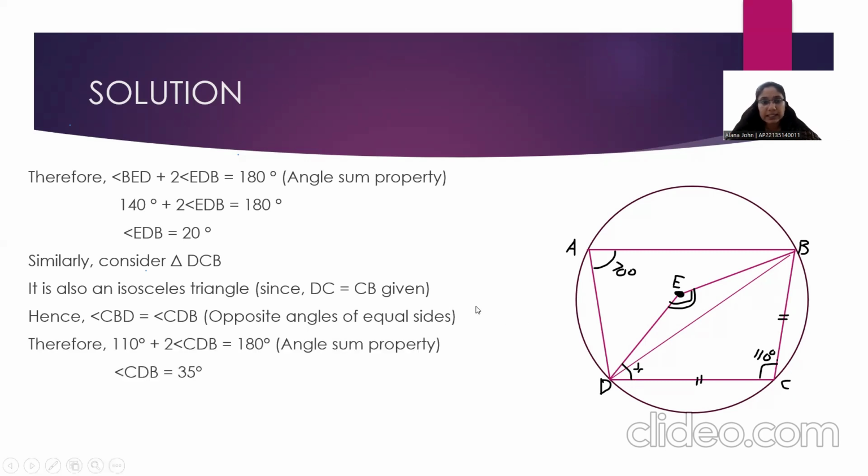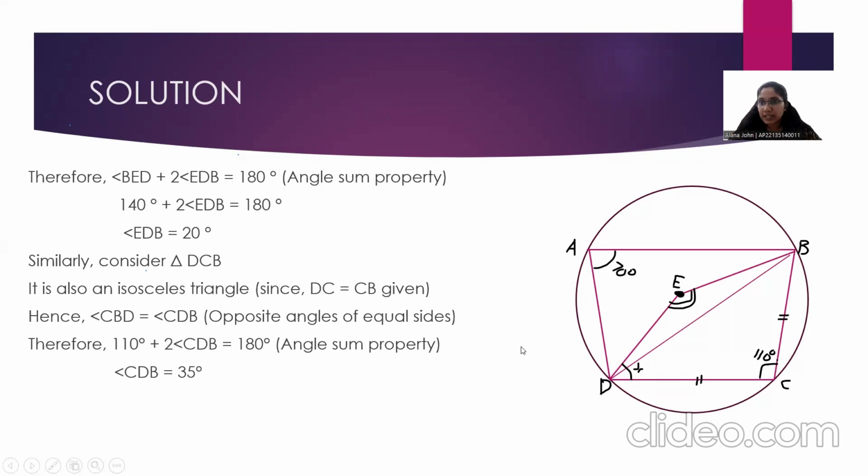Then we can apply the angle sum property just as we applied in the other triangle. Then 110 degrees plus which angle do we need? We need this angle, and its name is angle CDB. So we will use this name: 2 angle CDB equal to 180 degrees. By simple calculations, we get angle CDB equal to 35 degrees. Is that clear? So we obtained this small portion of the angle to be 20 degrees, and now this small portion to be 35 degrees.